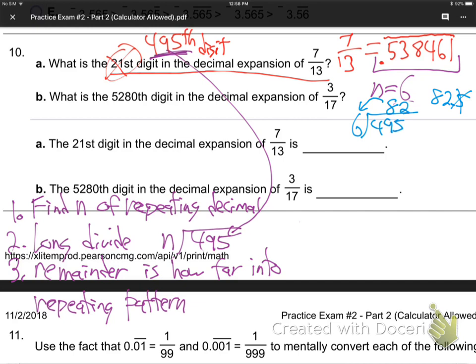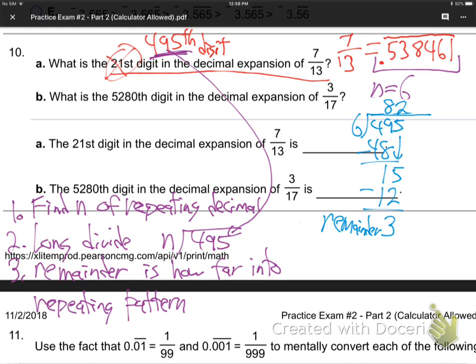Well, in fact, let me not do it that way. Let me just do long division regular. I'm probably confusing you. Sorry. 6 goes into 49 8 times. Use your calculator if you're a little rusty. 6 times 8 is 48. 1, bring down the 5. 6 goes into 15 2 times. That's 12. So there's the remainder. The remainder's 3. What does that mean, remainder 3?